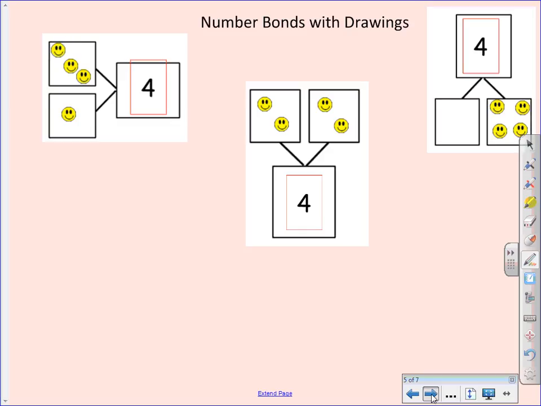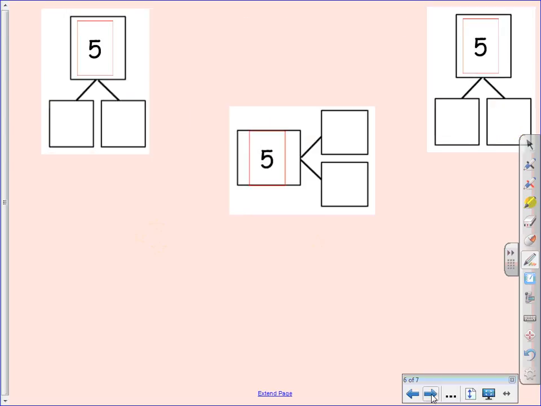Let's look at an example for 5. For 5, I'm going to do 4 and 1. I'm going to do 3 and 2. And then I'm going to do 1 and 4. You will notice that even though I decomposed my first number bond into 4 and 1, and my last one into 1 and 4, those are 2 different decompositions.